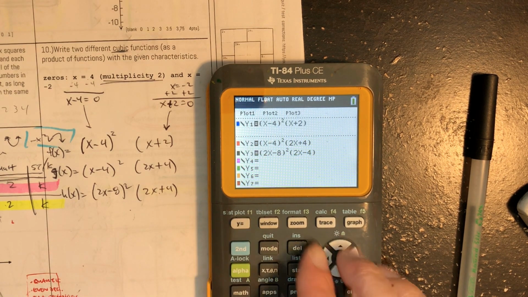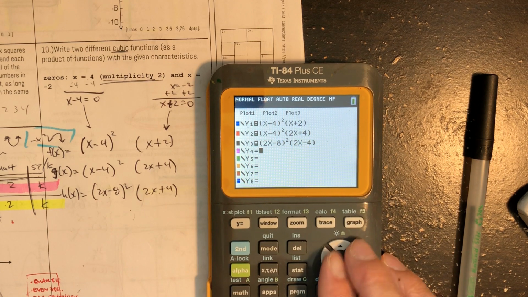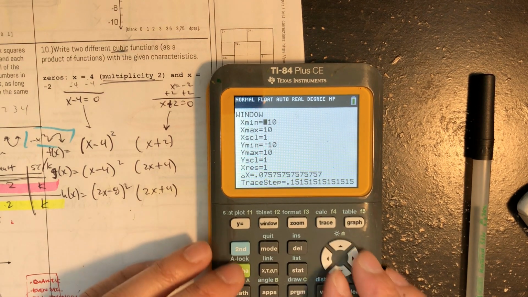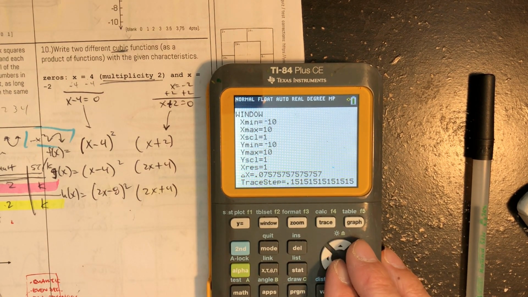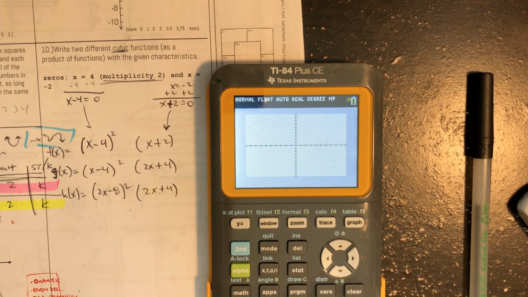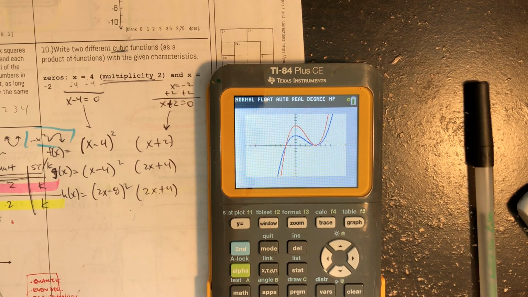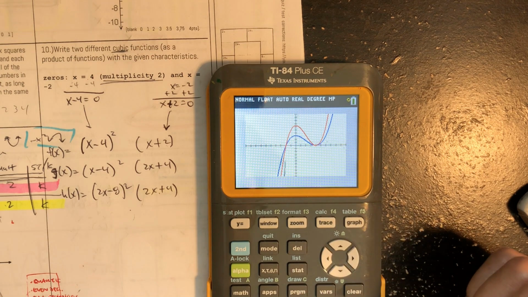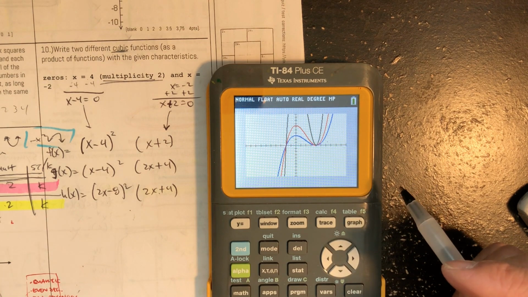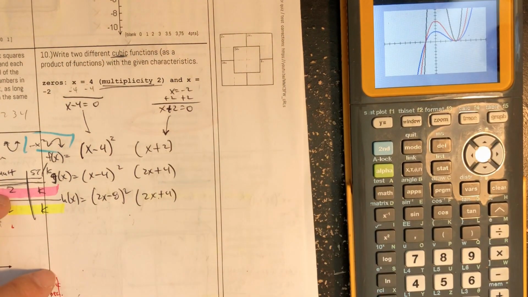Let's double check. 2x minus 8, 2x plus 4. There's my mistake. Let's change the window so you can kind of see. That was fine. Okay, first graph goes to the same zeros. Big idea, right? Shoot-throughs and bounces, and we're going to have another shoot-through. Goes way high, still has a bounce. The cubic functions are different, right? They're looking different, but the big idea is the zeros are still there.